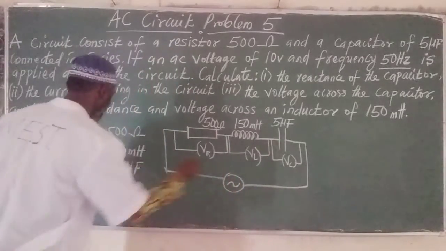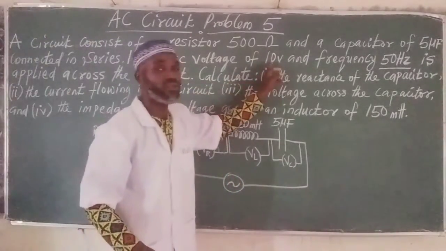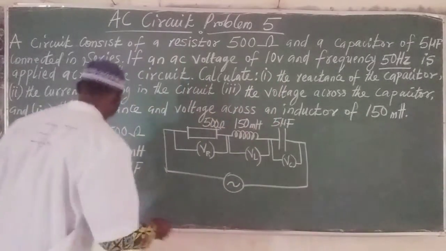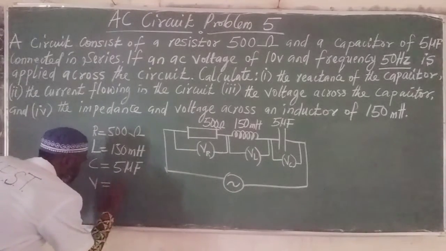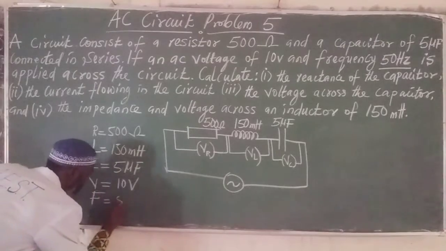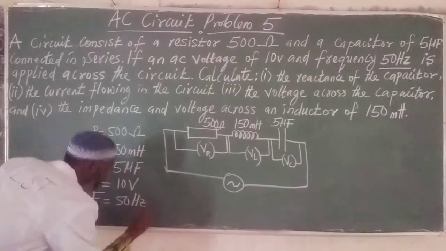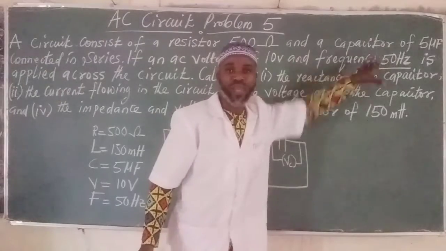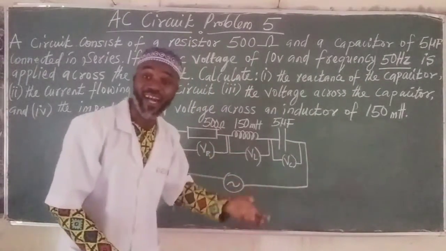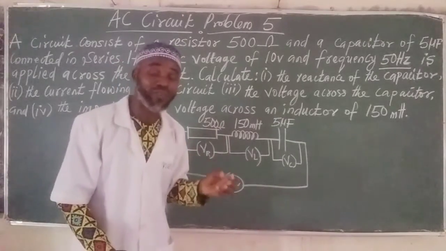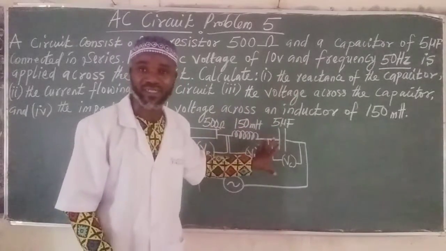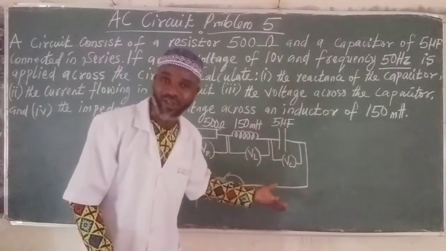Remember, we only have 10 volts. The source is supplying 10 volts to the circuit, so we have V equal to 10 volts. Then the frequency given is 50 Hz, all contained in the question. We have carefully extracted the content of the question. It is now time for us to use the appropriate formula to solve and get these various parameters that we have been asked to find.